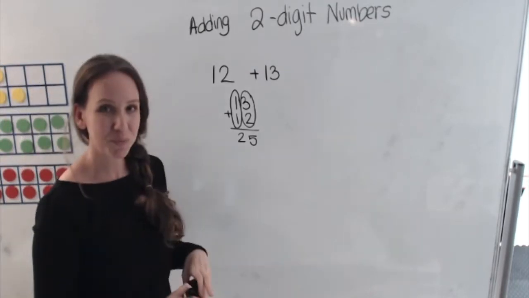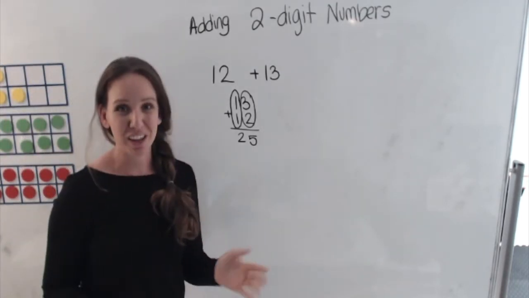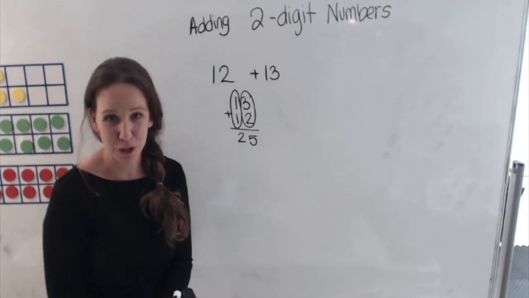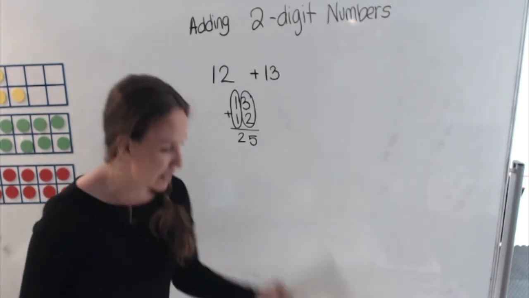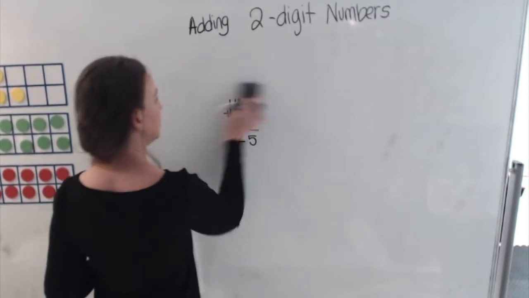Now, let's take out the worksheet that your parents have printed for you. So your worksheets should look something like this, and it should start with the numbers.